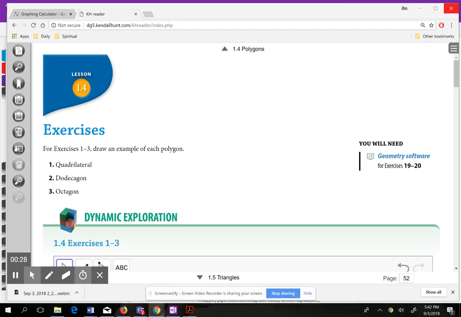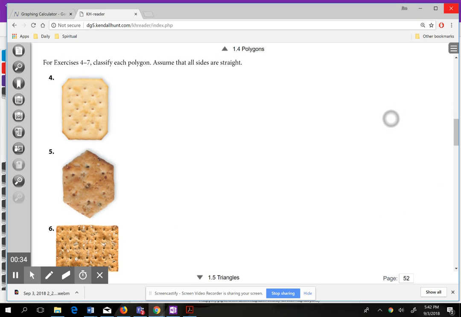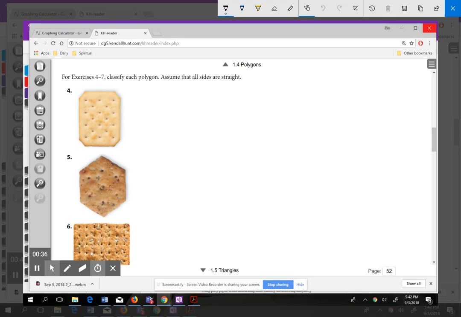And then next is numbers 4 through 9. That's to classify each polygon and assume that all sides are straight. Starting with number 4, this has 1, 2, 3, 4, 5, 6, 7, 8 sides. Number 5 has 1, 2, 3, 4, 5, 6 sides. And number 6 has 4 sides, so that 8 would be an octagon. 6 would be a hexagon. 4 would be a quadrilateral.